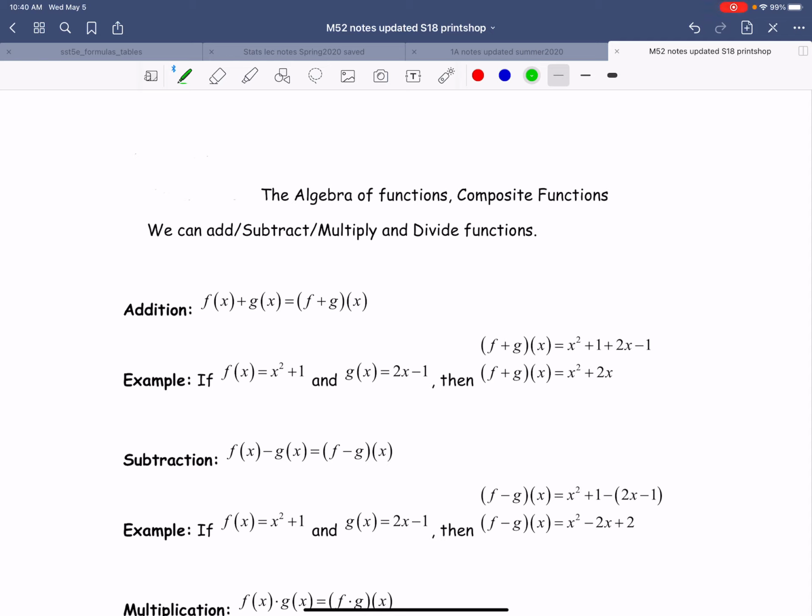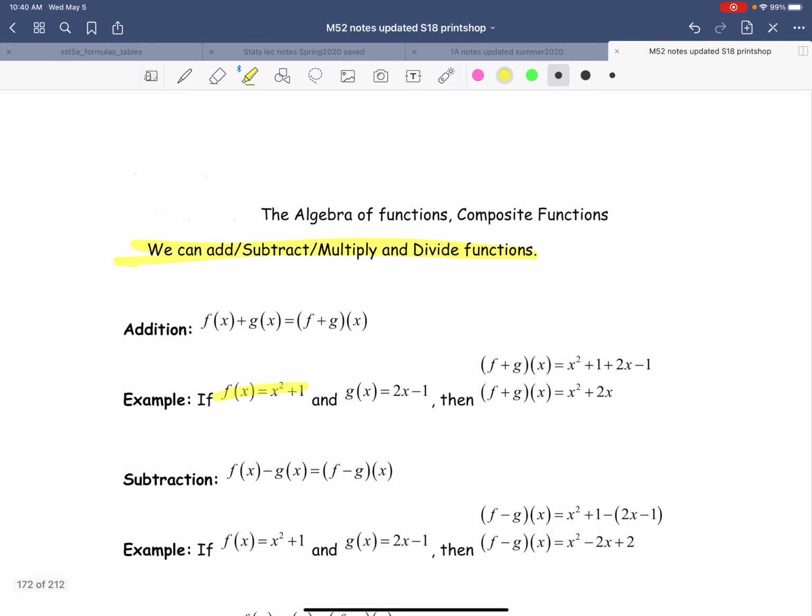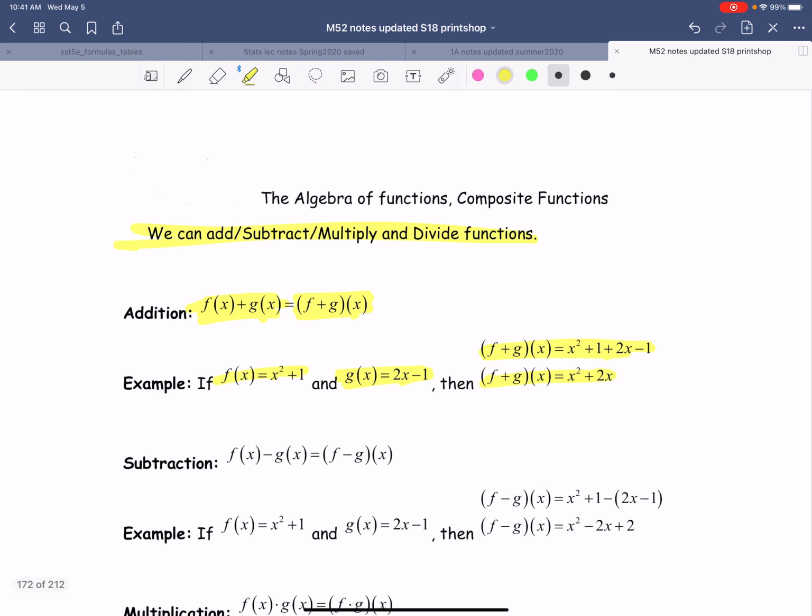Today we are going to discuss algebra of functions and composition of functions. Just like we can add, subtract, multiply, and divide polynomials, in the same way we can add, subtract, multiply, and divide functions. So if you're given a function f of x and another function g of x, and we're trying to figure out the addition function, which is f of x plus g of x, we can simply add those two functions and we will have our addition function.